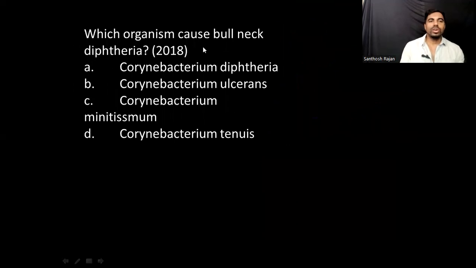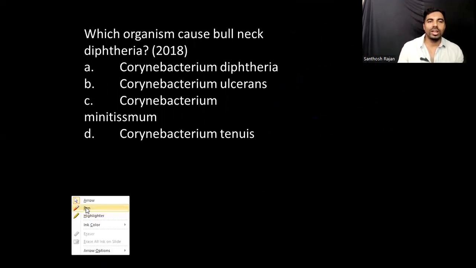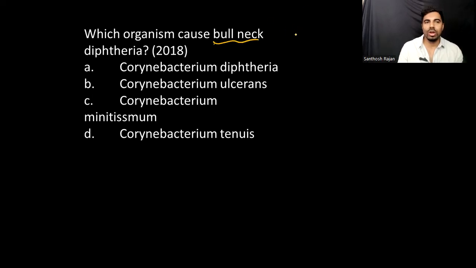Now, which organism causes bull neck? I'll show you the picture, but you should know what a bull neck is. Bull neck means the neck is swollen. Bull neck diphtheria is caused by, of course, your common Corynebacterium diphtheriae. This is a very easy question. If you have this type of question, you're very lucky. But still remember, the maximum they can ask is to give this picture and ask you to identify the causative agent.